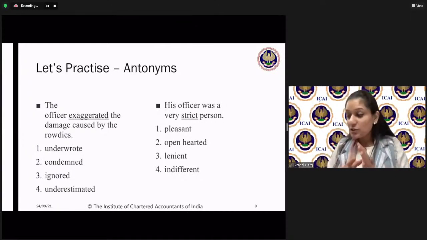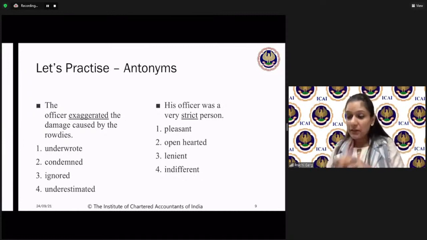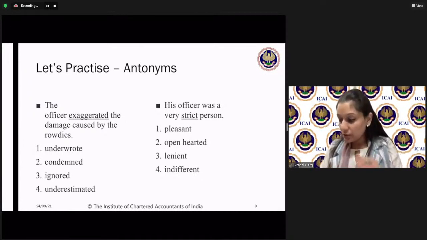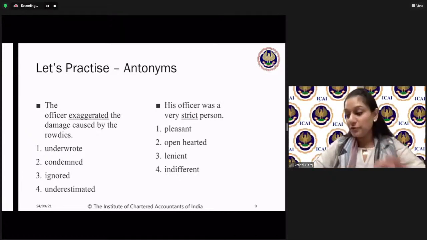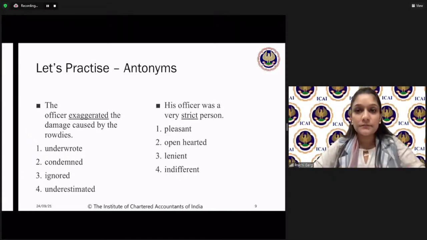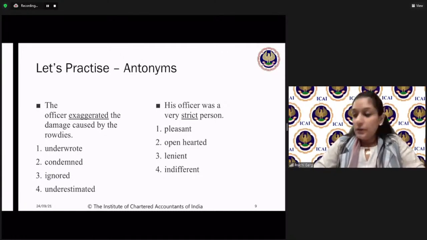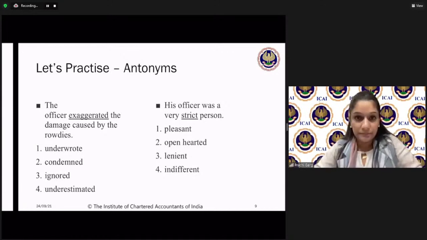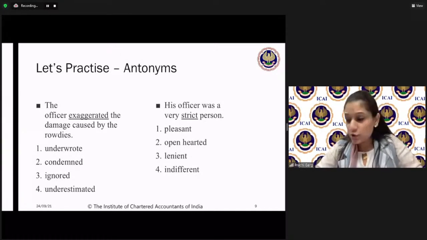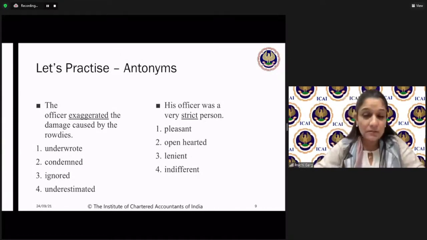The officer exaggerated the damage caused by the rowdies. Now you have to choose from underwrote, condemned, ignored, underestimated. You have to give me the antonym of the word exaggerated. This shouldn't take more than 30 seconds, please.